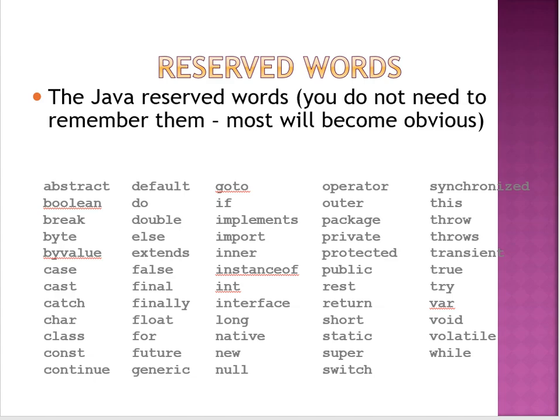So, some of them: we have abstract, boolean, break, byte, and so on, cast, final, and all those. Those are reserved words, or available vocabulary, of a particular programming language. So if you want to get something done, you use any of these. That's what the reserved words are. Of course, this is not an exhaustive list. There are many, many more.